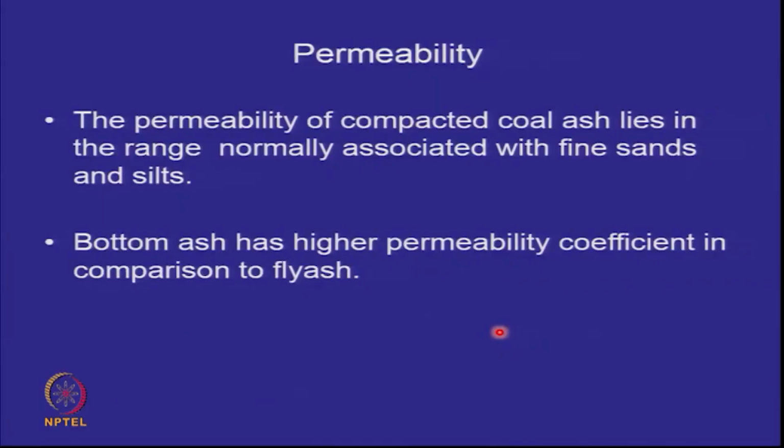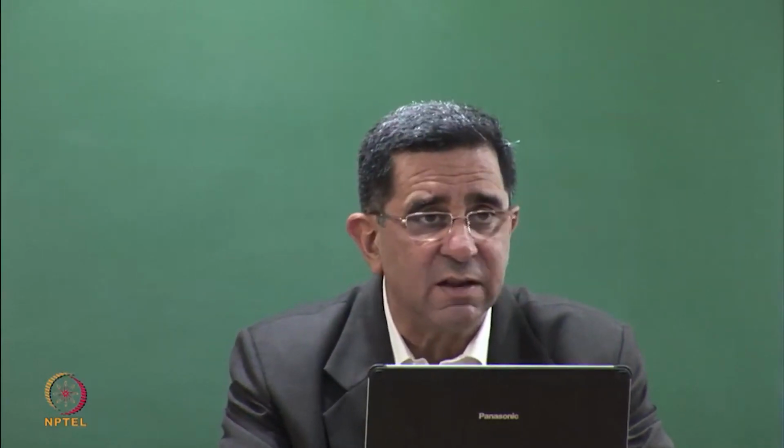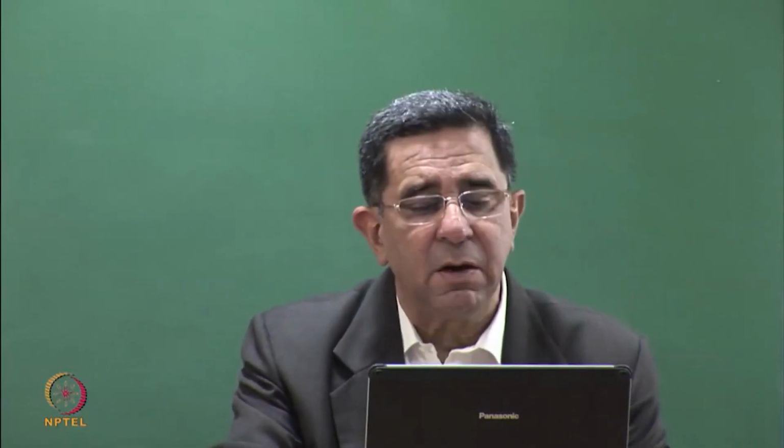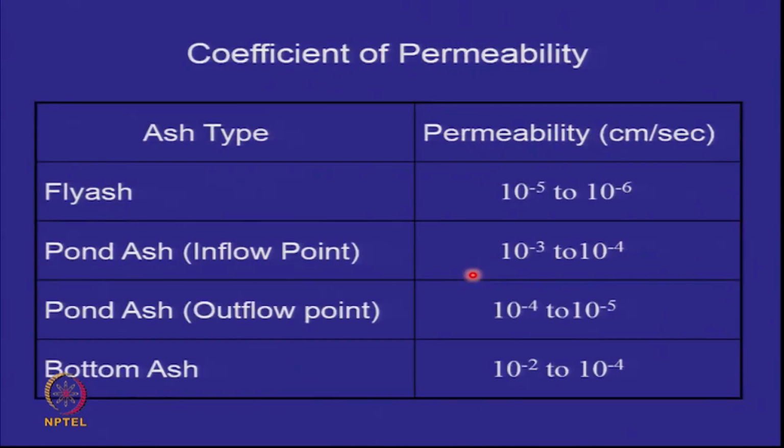Permeability of ash. Ash is non-plastic. It means that it has no net negative charge like clay particles, and therefore the permeability would typically be in the range of silts and in the range of sands. So permeability of compacted coal ash lies in the range normally associated with fine sands and silts. Bottom ash, of course, has higher permeability because of larger grain size distribution.